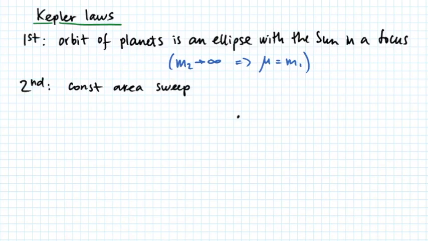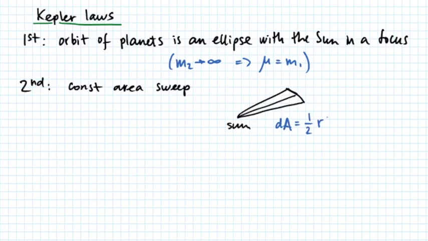In other words, if we have the Sun and the orbit of the planet, and we consider per unit time what sort of orbit chunk it covers, it's going to be a constant area. Well, we can write the area element as just half of the distance squared to the planet times d theta for the element.